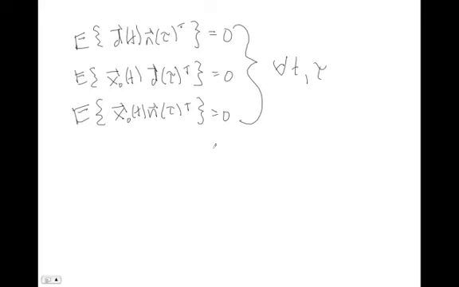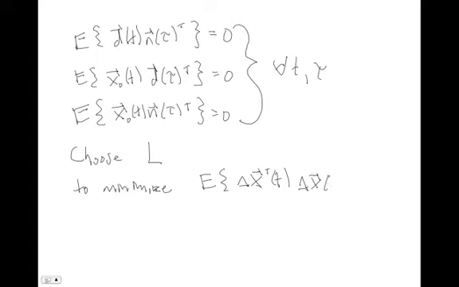Now our goal in the Kalman filter is we want to choose our observer gains L to minimize the expected value of the error in our states. So if you look at the dimensions of this thing, this is an n by 1 thing, this is now a 1 by n thing, so this is a scalar.